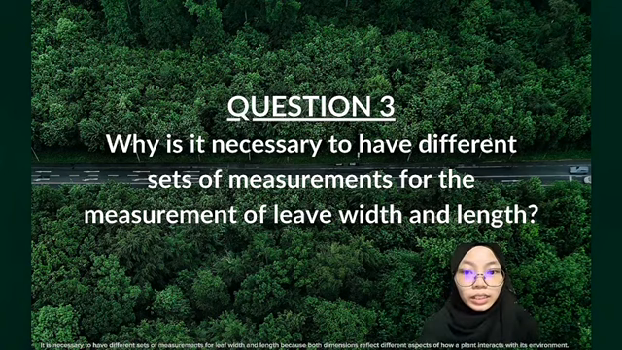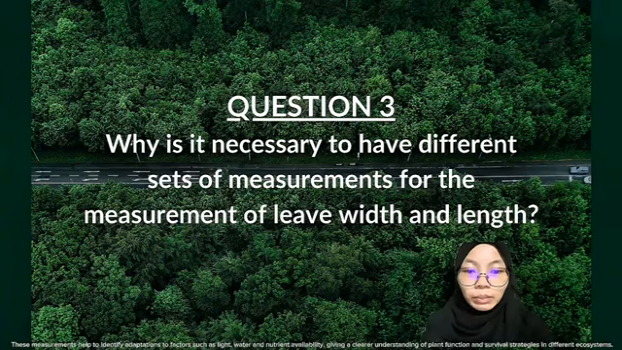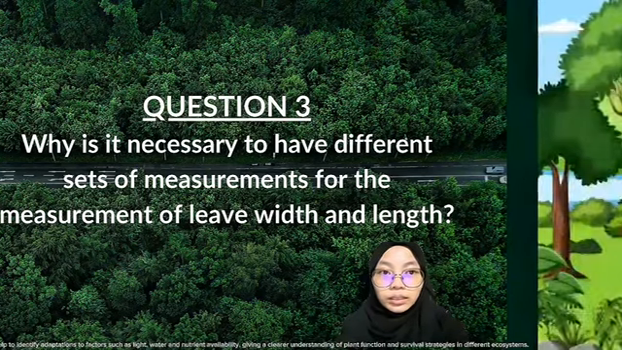Question 3. Why is it necessary to have different sets of measurements for the measurement of leaf width and length? It is necessary to have different sets of measurements for leaf width and length because both dimensions reflect different aspects of how a plant interacts with its environment. This measurement helps to identify adaptation to factors such as light, water, and nutrient availability, giving a clearer understanding of plant function and survival strategies in different ecosystems.